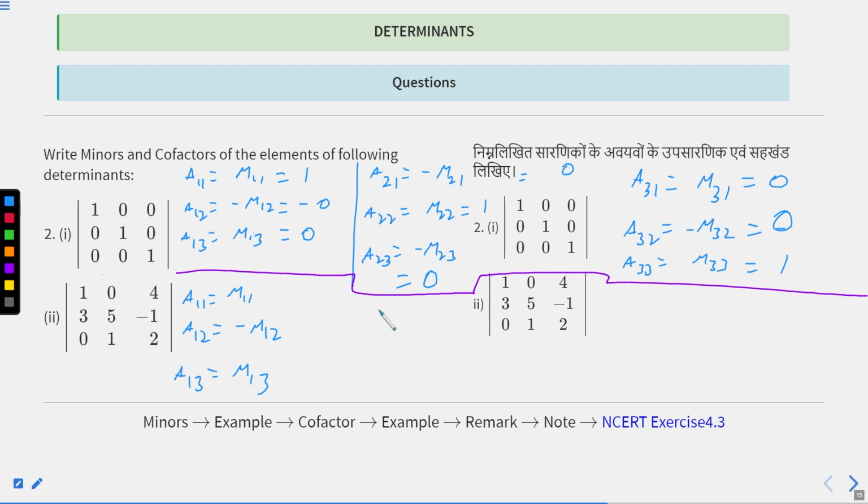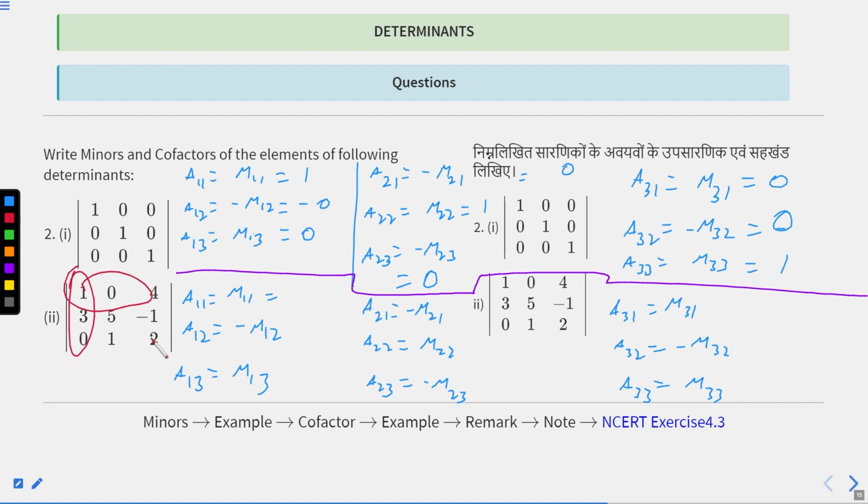Okay, now for A21, A22, A23, this will be minus of M21, M22, minus M23. A31, M31, A32 minus M32, A33, M33. Okay, now just evaluate. What you will have? Eliminate first row, first column. Now find the determinant. So 10 minus of -1 means 1. So it will be 11.